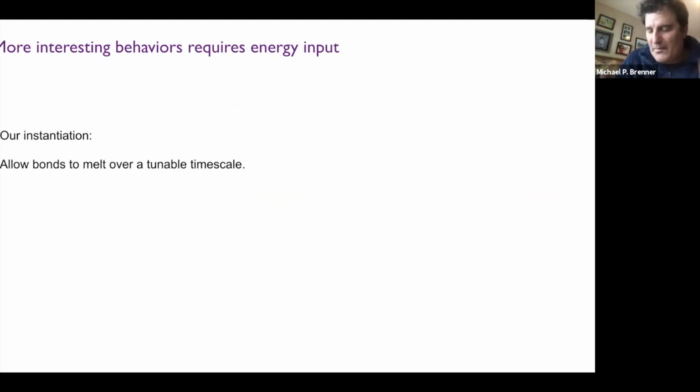And we spent some amount of time exploring, in the context of simple models, how one could do that. The instantiation that we chose, and this is a theoretical idealization, which experimentally could be made, I think, with colloids, but to my knowledge hasn't been done yet, is to somehow allow the bonds to melt over a tunable timescale. So you have to make a system where you form a bond, but then there's something else that causes the bond to melt over some timescale. That, of course, allows the input of energy. So this is expanding the rule set beyond what I talked about before, to make it so that the bonds can also melt.